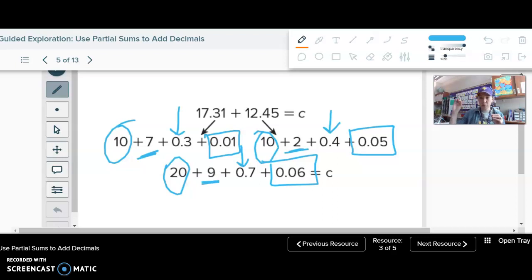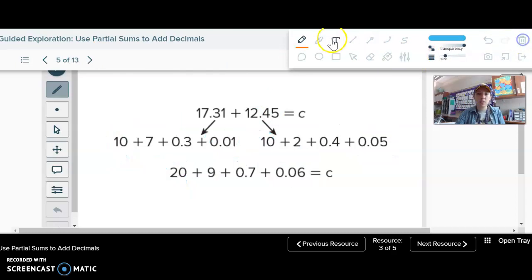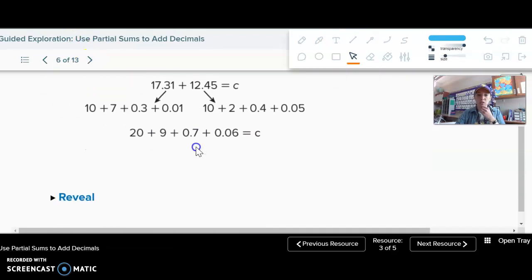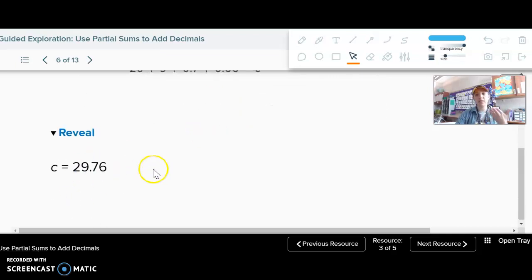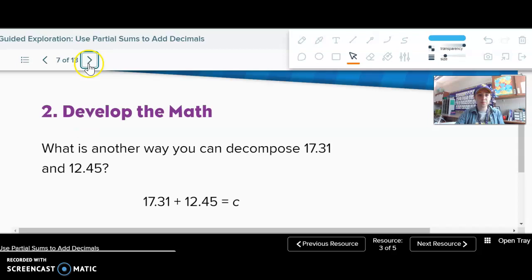So again, write the numbers in expanded form, then add each place is what you can put in your notes. Add each place. Then we would just combine those together. So then we'd see 29 and 76/100ths.